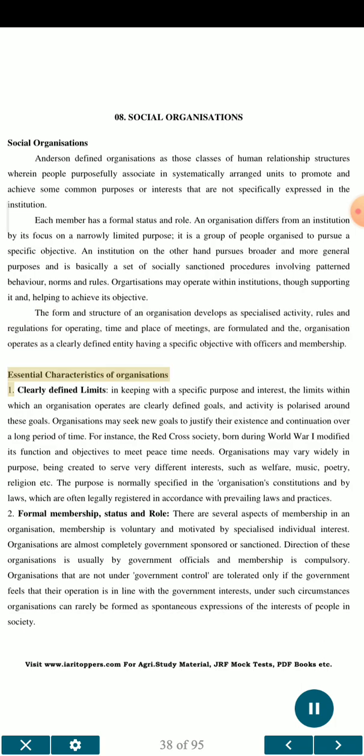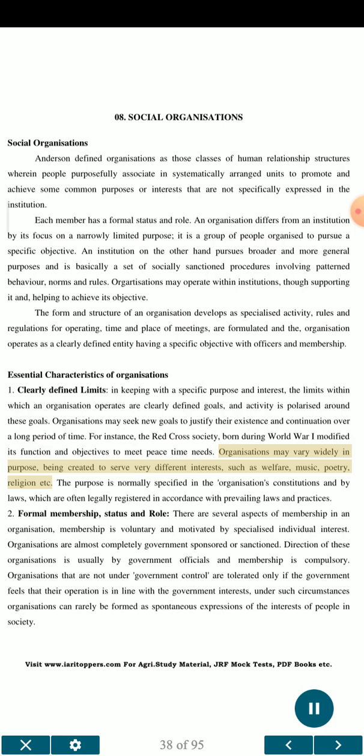Essential characteristics of organizations. 1. Clearly defined limits. In keeping with a specific purpose and interest, the limits within which an organization operates are clearly defined; goals are set, and activity is polarized around these goals. Organizations may seek new goals to justify their existence and continuation over a long period of time. For instance, the Red Cross Society, born during World War I, modified its function and objectives to meet peacetime needs.